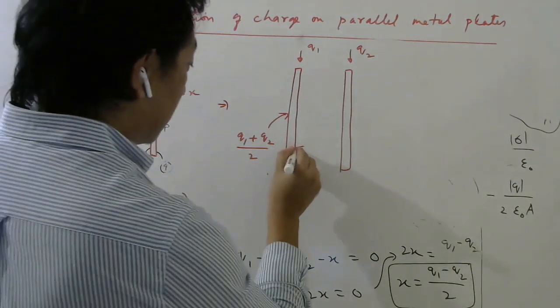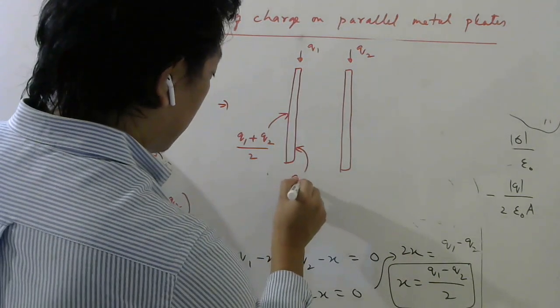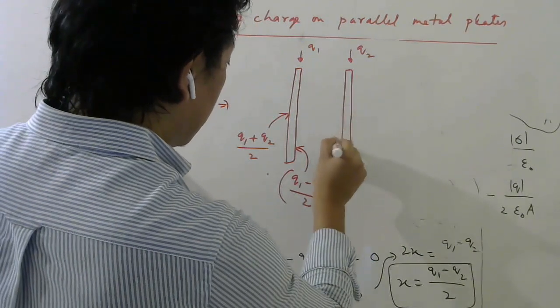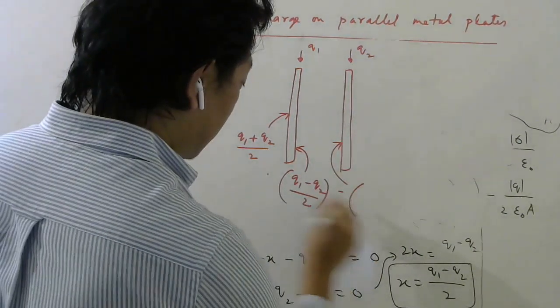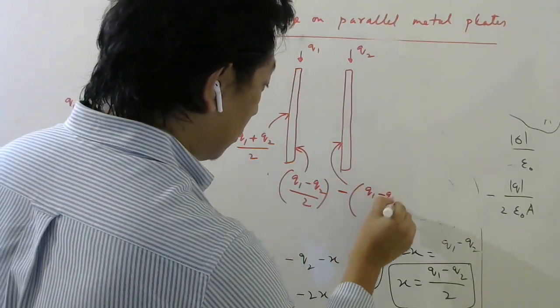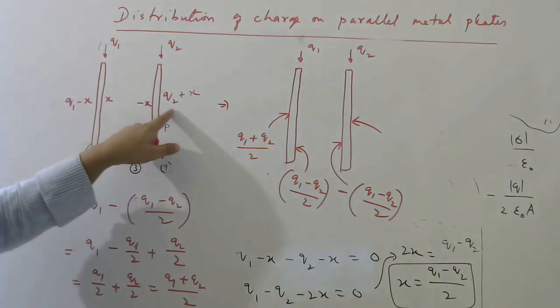Here what will be the charge? Here we know it is X, and X we found. So it will be Q1 minus Q2 divided by 2. What will be the charge here? The charge here will be minus of this, minus X, so it will be minus Q1 minus Q2 divided by 2. What will be the charge here? The charge here is Q2 plus X.